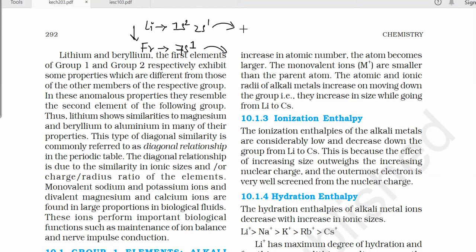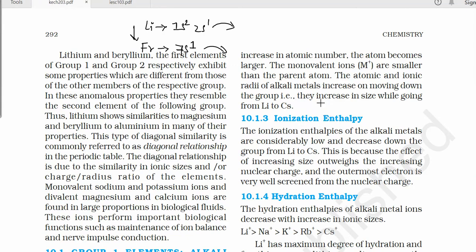Lithium has a lower tendency to donate electrons, while francium has the highest tendency to donate electrons. Why? The reason is that on moving down the group, the size of the atom increases, and the outermost electron is farther away in the last element as compared to the first element.